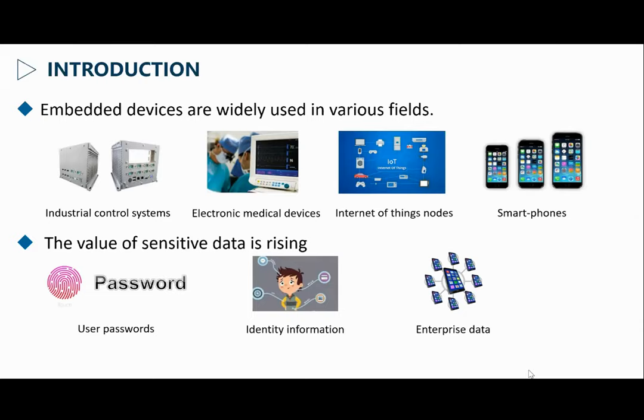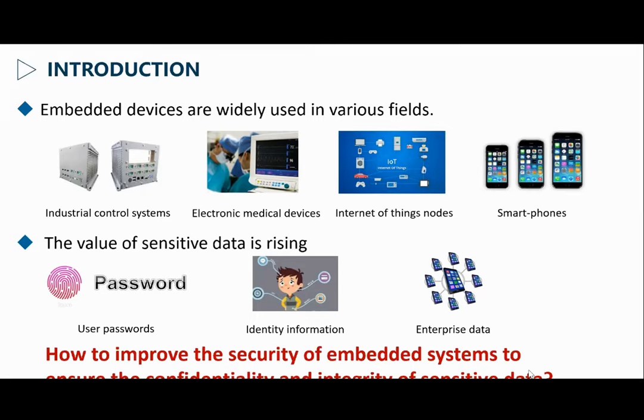Embedded devices are widely used in various fields of production and life, such as industrial control systems, electronic medical devices, Internet of Things nodes, smartphones, and so on. The value of stored data is rising, such as user passwords, identity information, and enterprise data, which attracts more and more attackers. Then, how to improve the security of embedded systems to ensure the confidentiality and integrity of sensitive data?